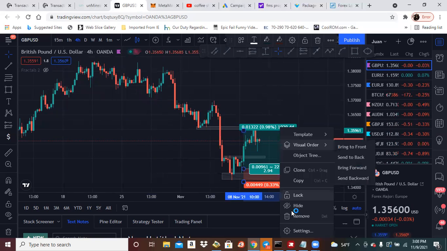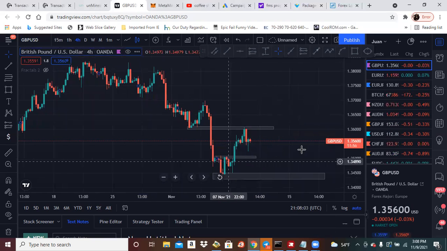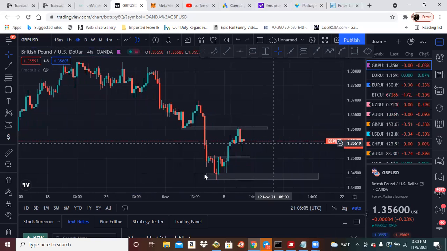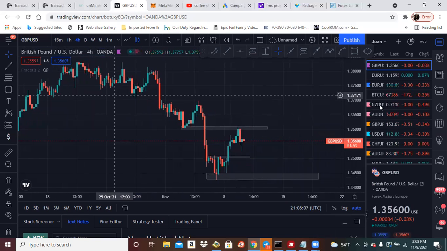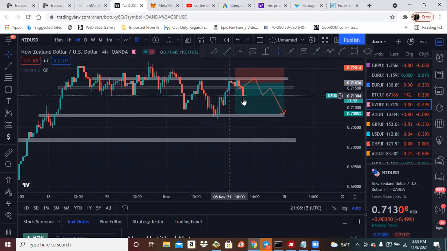Let me take that off. That was a very easy setup. Saw the inverted head and shoulders on H4, screaming to get in. We actually took a New Zealand. We're in New Zealand right now. We're in profit. Stops are at break even at this point.